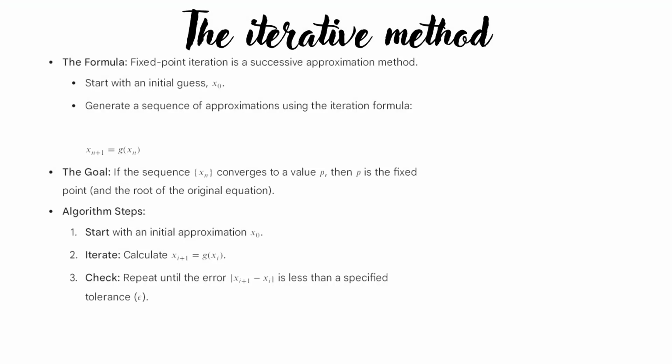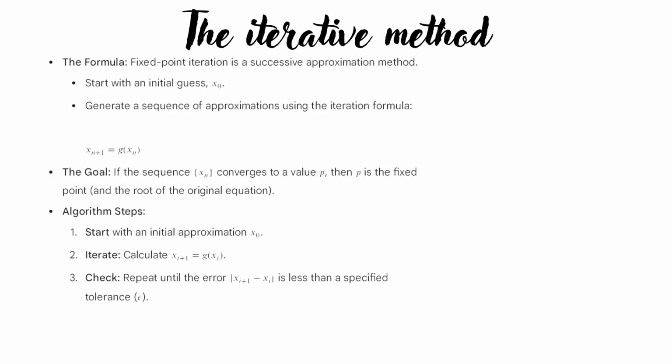Here's a summary of the algorithm. First, start with an initial approximation x0. Then, calculate x_{k+1} equals g(x_k). Then, repeat until the error, x_{k+1} minus x_k, is less than a specified tolerance. The tolerance is a small number that determines how accurate we want our approximation to be. The smaller the tolerance, the more iterations we need, but the more accurate our result will be.